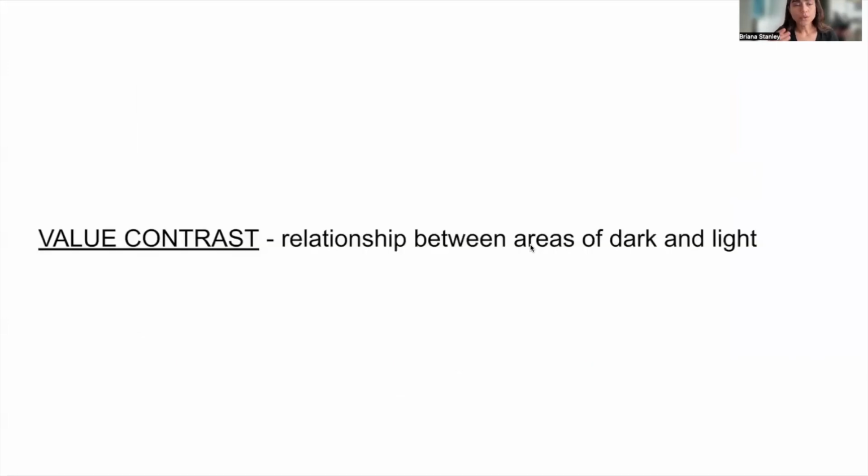We're talking about value contrast. Whenever you hear the word contrast, I want you to think of difference. So we're talking about the different values. We think about this in relationship between the areas of dark and light. There's high contrast, or high difference, if we have a big difference in value, like a white and a black next to each other. We would have low contrast, or low difference of value, if we have something like a light gray next to a medium gray.